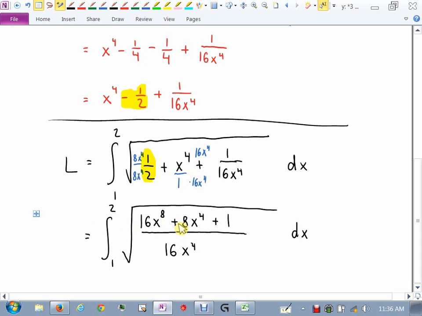16x to the 8th plus 8x to the 4th plus 1. We need to recognize that as being a quadratic type, and it factors into two things, and it should be exactly the same thing twice. What's good about that is we're going to be able to write that as whatever the factors are squared, and then the square root's going to wipe it out. But I need to go to a new page. So we have integral 1 to 2. So it's 4x to the 4th plus 1 times 4x to the 4th plus 1. Do you all agree? That's what that numerator is.